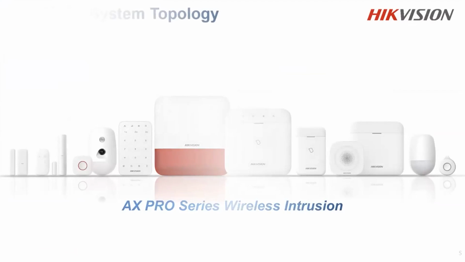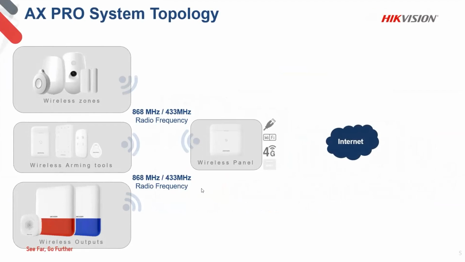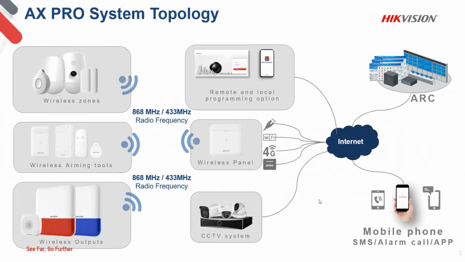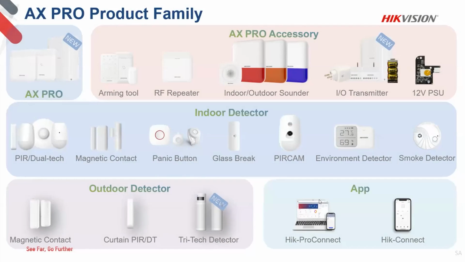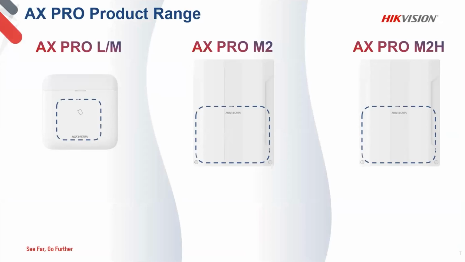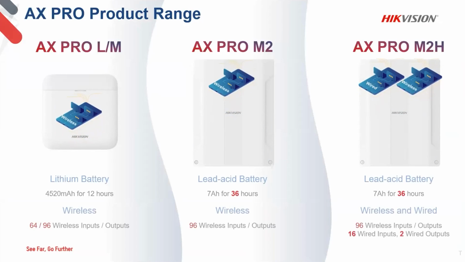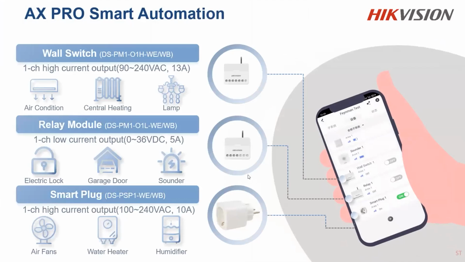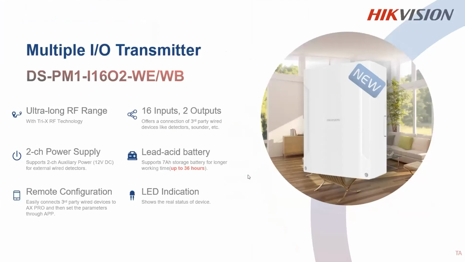And we talked about the topology, how the connectivity is established and what are the zones, arming tools and sounders that we have, and how the devices can connect through the internet and do the communication. And we talked about the product accessories and the family, and specifically in AX Pro we talked about the available panel options, the 3 panels with different types of batteries and different types of wireless and wired zones. And we talked about wireless expanders, single or multiple output relays. So we can also use these kinds of products for smart home automation.